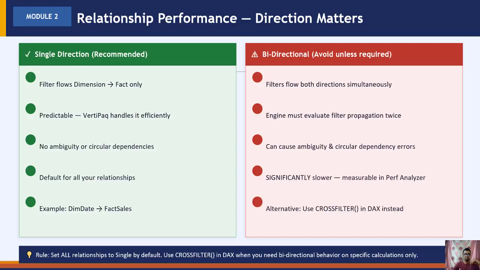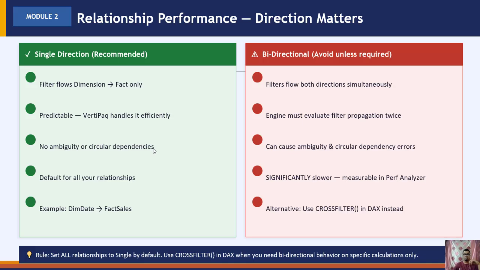Next slide: relationship performance. As we have discussed earlier, we need to have a single direction relationship between a dimension and fact table. If filters flow in both directions, it will increase the timing and thus affect the performance. VertiPaq handles it efficiently because the filter is propagating in a single direction, so the performance will be good. If you use both directions, then VertiPaq has to function in both directions, thus affecting the performance. No ambiguity or circular dependency.